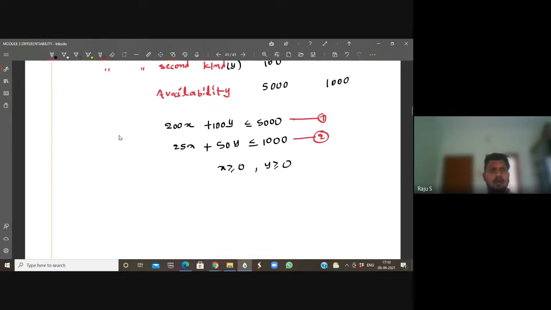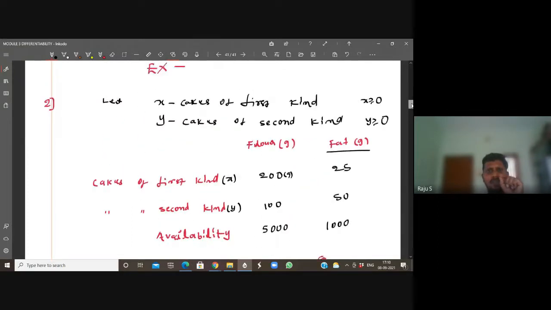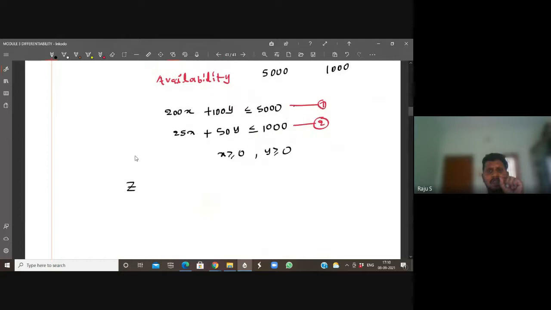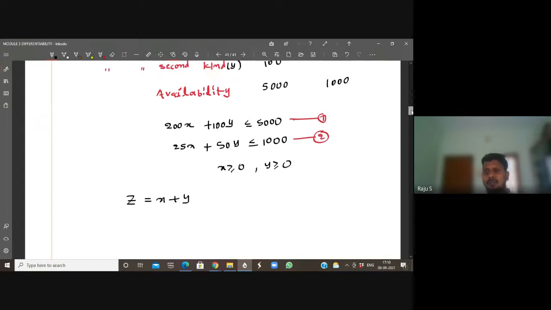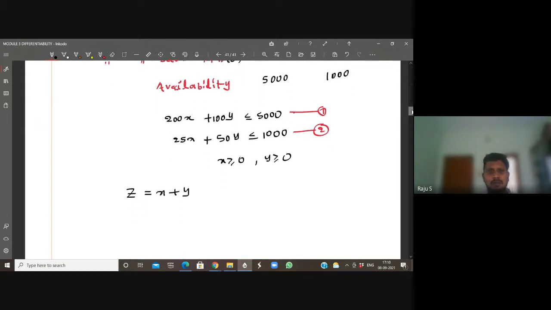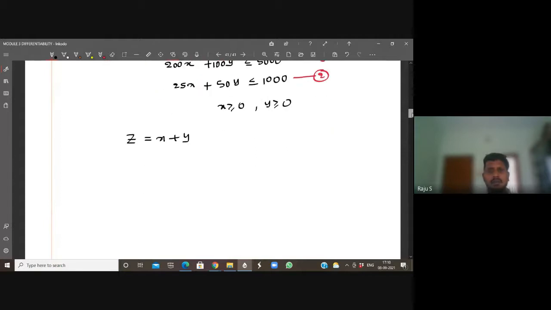How many kinds of cakes are there here? Students, anyone? The total number of cakes I'm taking as Z. First kind of cakes are X number of cakes, second kind is Y number of cakes. Total number of cakes I'm taking as Z. Z is equal to X plus Y. The number of cakes that can be made is Z equals X plus Y.